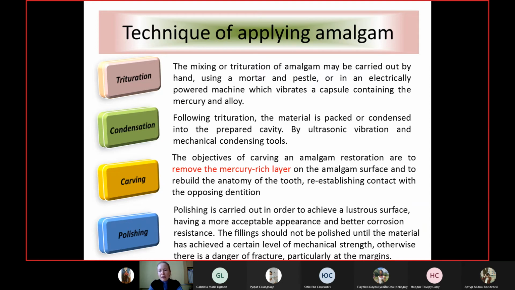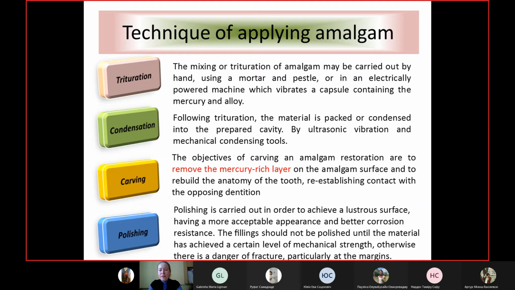Carving. During carving, the excess amount of mercury-rich layer is removed, and a well, appropriately carved amalgam doesn't possess a great amount of mercury. Keep in mind this idea.